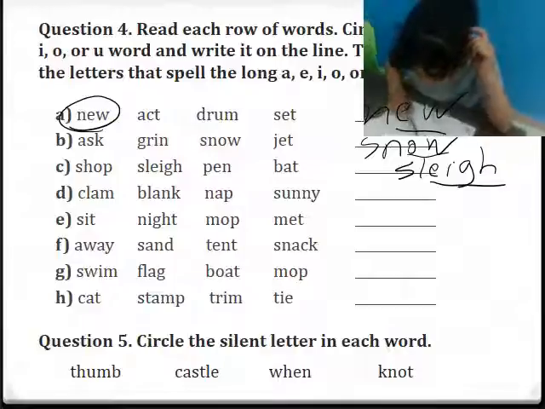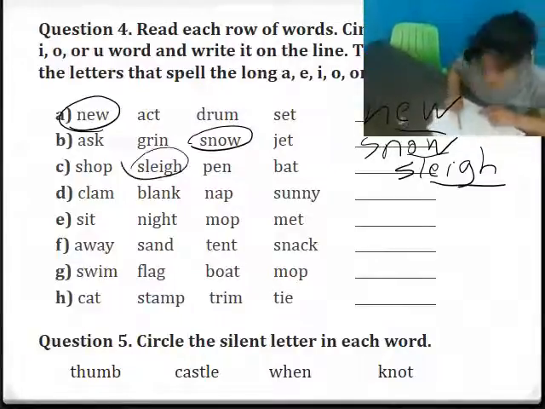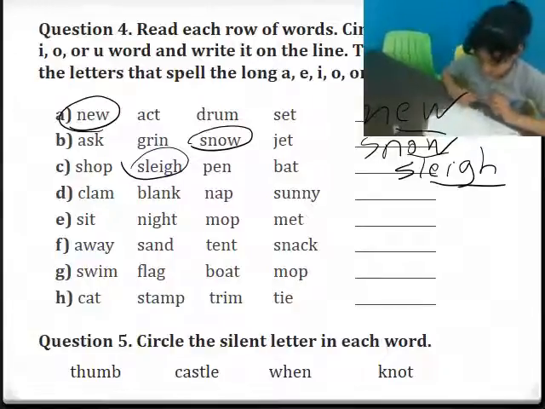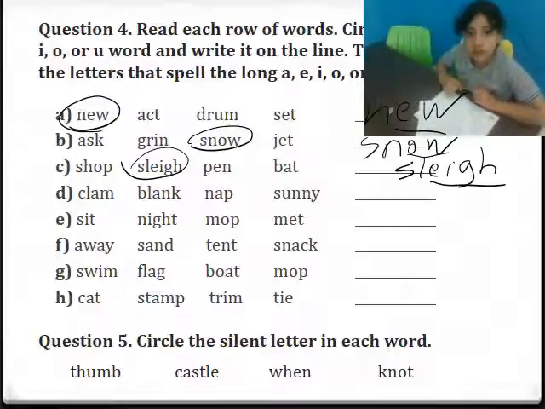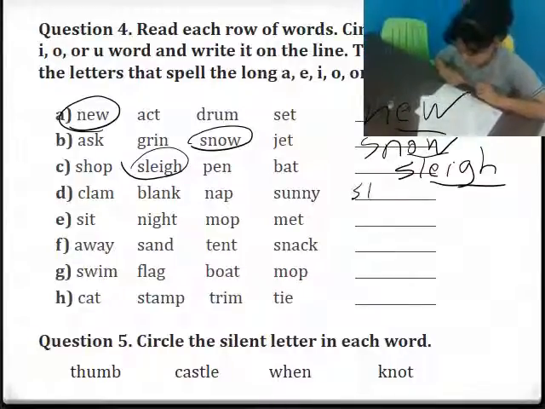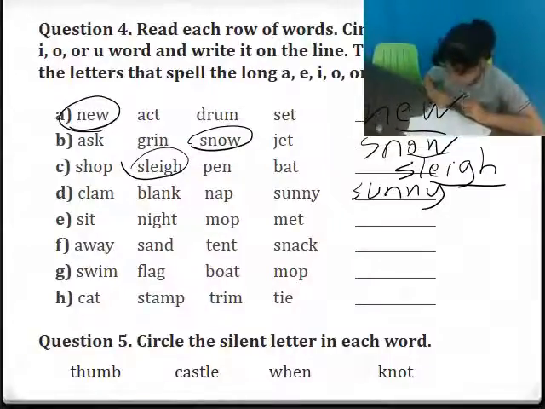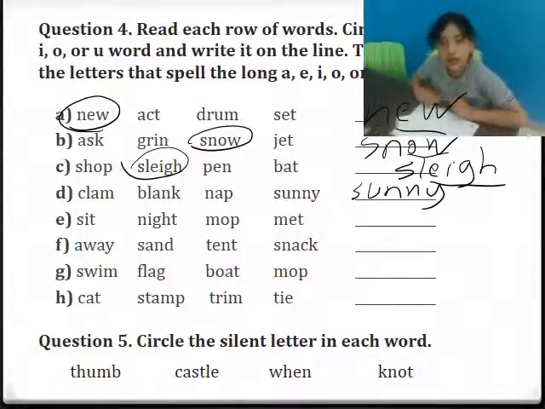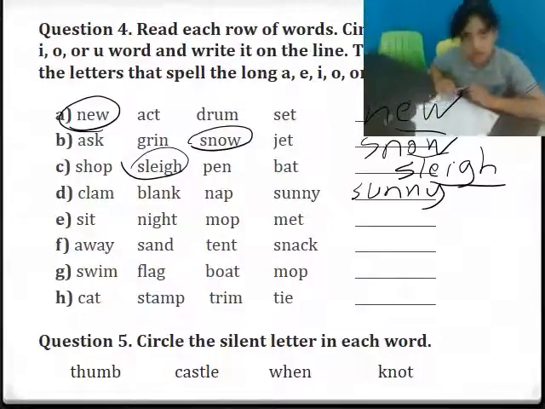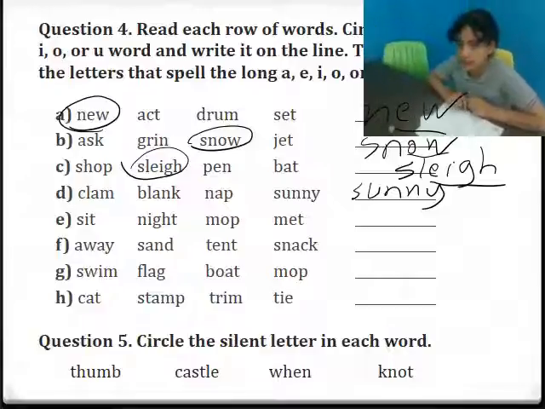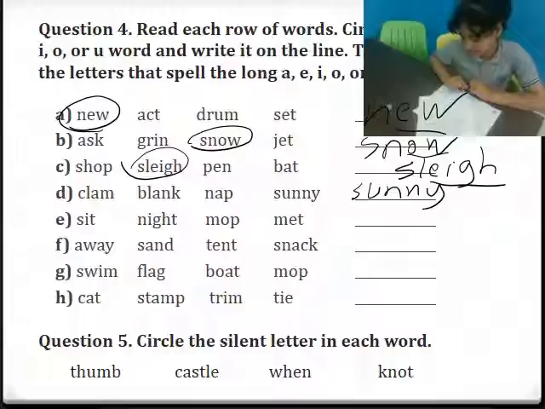Black, map, sun. Clam, blank, nap, sunny. Which word? Sunny, very good. What sound do you hear in sunny? Is it A or E or I or O or U? Sunny, E, very good. What letter are we supposed to underline? Y. Yes, very good. Y.